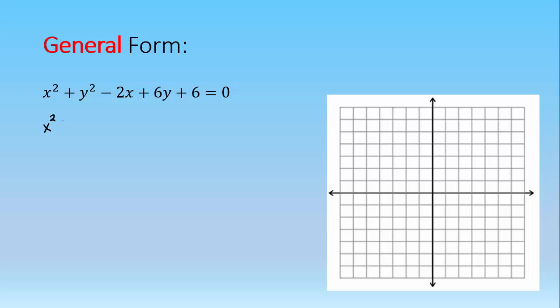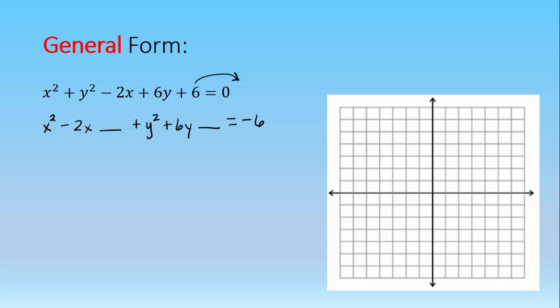So I've got my x² term minus 2x, leave a space to complete the square, and then we have y² plus 6y, and leave another space to complete the square. And now I'm going to subtract that 6 to the other side. And we'll just collect our constants over there.